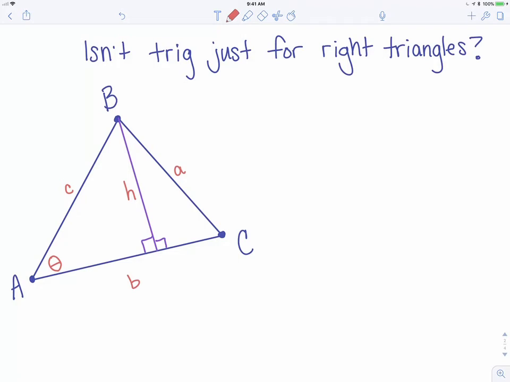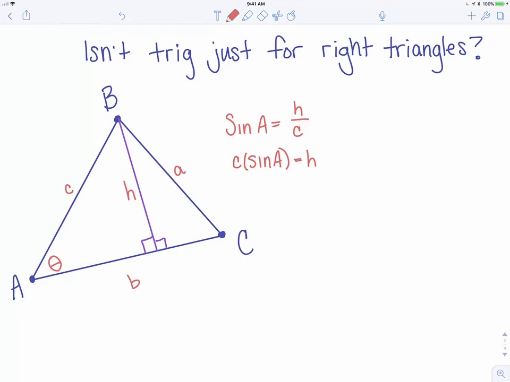so you're not confused why we are suddenly using sine with non-right triangles. Okay, so again, if I'm focused on A as my theta and I want to set up the sine ratio, I would say that the sine of angle A is equal to opposite is h and the hypotenuse is little c. And then I can go ahead and solve that equation for h by multiplying both sides by c, so I get c times the sine of angle A is equal to h.